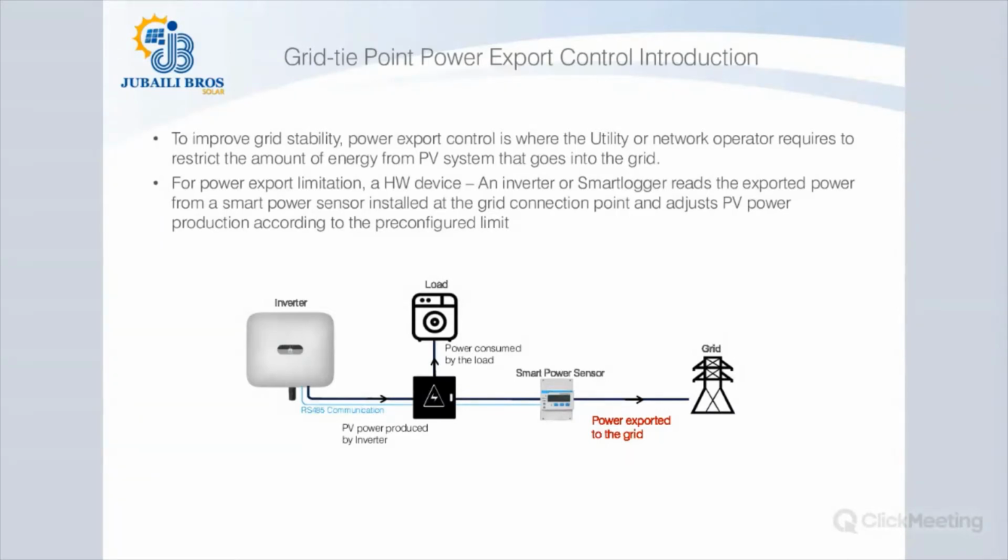For power export limitation, a Huawei device, which is a smart power sensor, will be used and installed at the grid connection point. The smart power sensor will be observing and monitoring the output and the consumption of the load and sending signals to control and regulate the inverter output. The power meter is designed for real-time measurements of parameters such as the active and reactive power, frequency, phase voltages, and currents.